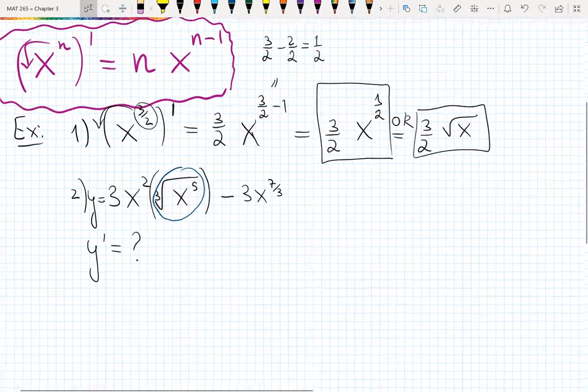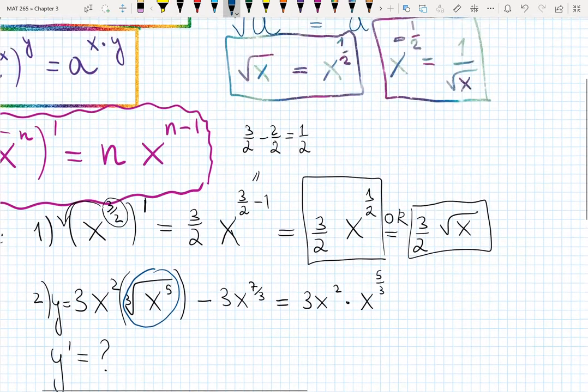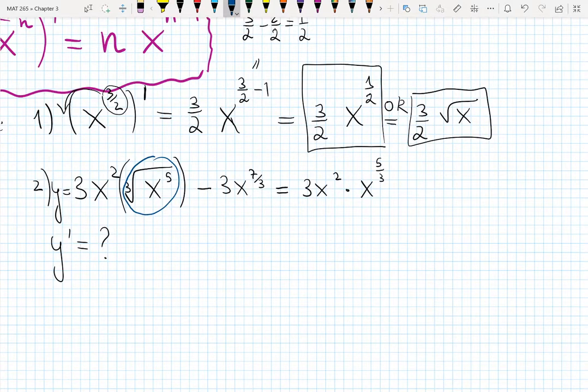So let me do it step by step. Before finding y prime, I will first rewrite this as 3x squared times x to the 5/3. So that's rule number 4. Rule number 4 told me this: 5/3 as the exponent, minus 3x to the 7/3. I do recommend not to write the slash like I see you doing sometimes and you see in the books. If you write it as a nice looking fraction, you will make fewer mistakes at the moments when you have to multiply or divide exponents. Trust me, just do it.